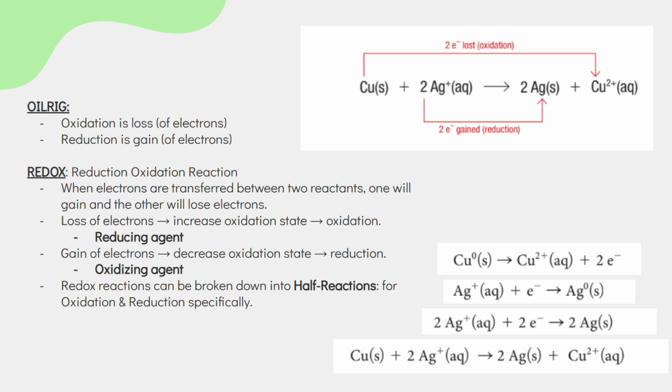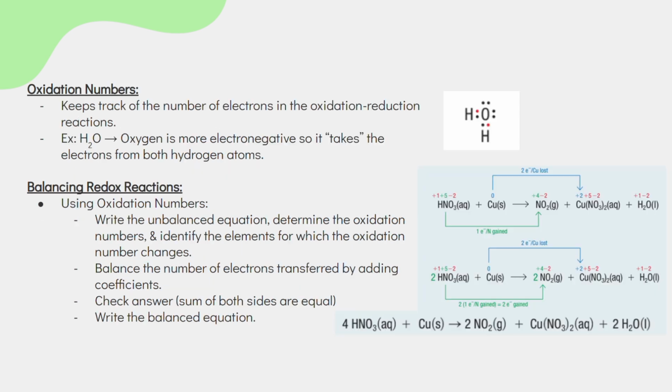Now, if we compare the number of electrons in the two half-reaction equations, we can see that the number of electrons is not the same. In a redox reaction, the number of electrons lost by oxidation must always equal the number of electrons gained by reduction. What are oxidation numbers? Well, they help to keep track of the number of electrons in the oxidation-reduction reactions.